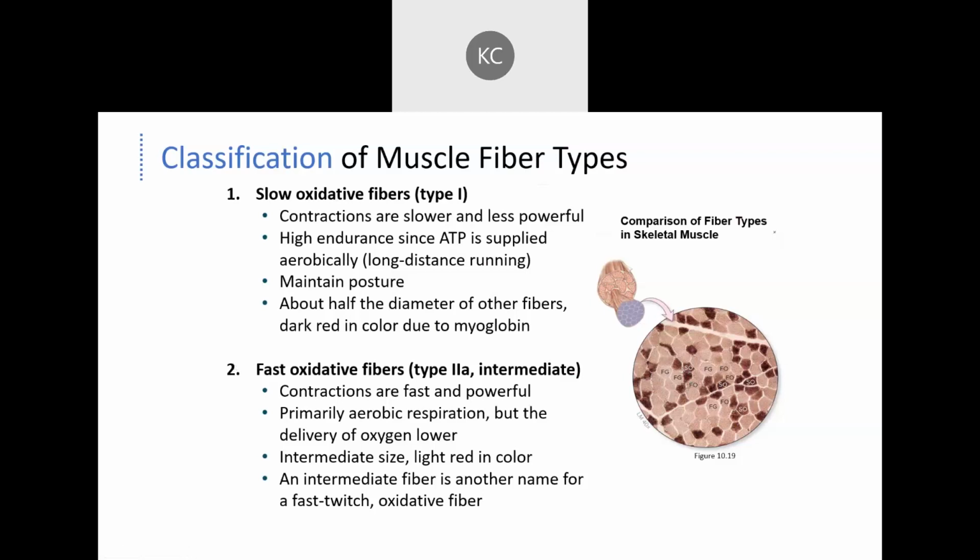So you also have fast oxidative. Fast oxidative are still oxidative fibers, right? So they're still utilizing aerobic respiration. They may have a little bit less blood supply, so there's a little bit less oxygen, a little bit less myoglobin, so these tend to be slightly less red or slightly lighter in color compared to the slow oxidative or the type 1, right? These are sometimes called intermediate fibers because they're an intermediate type of fiber between the slow oxidative that we just mentioned, and then the next one we'll talk about that's called fast glycolytic.